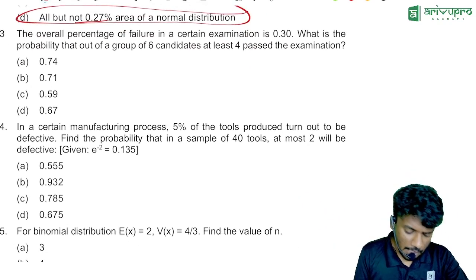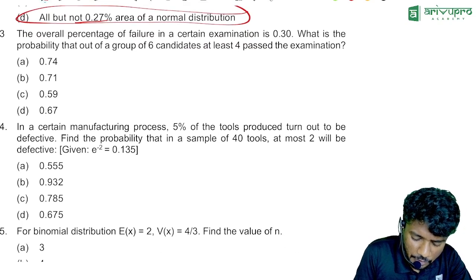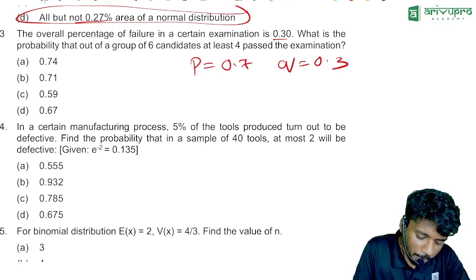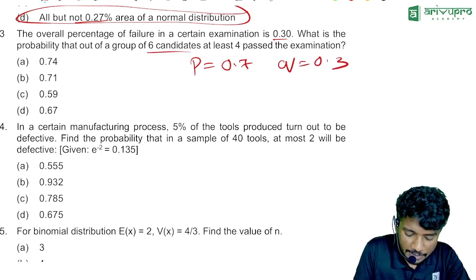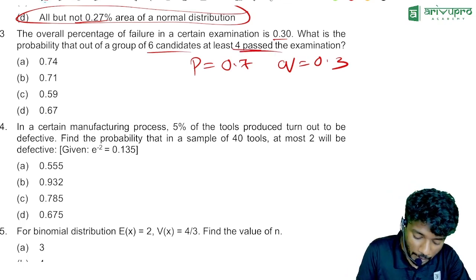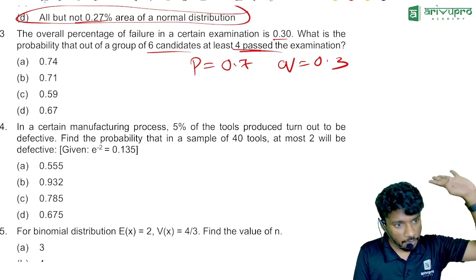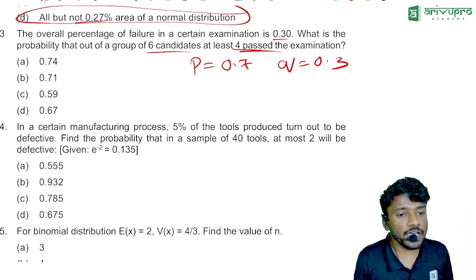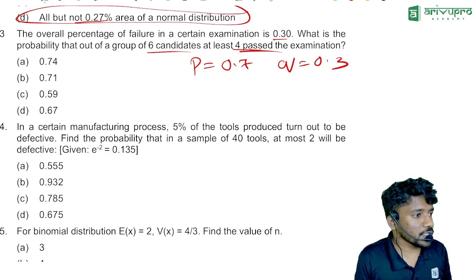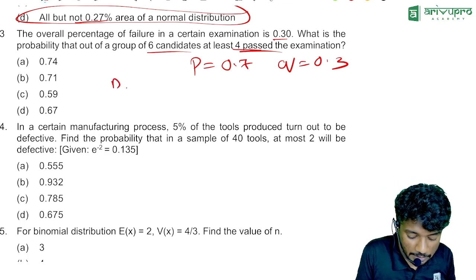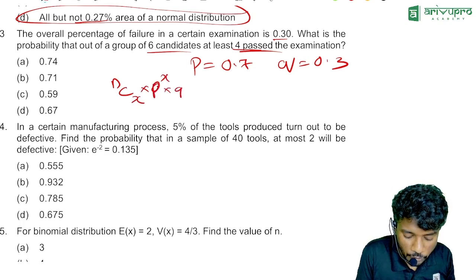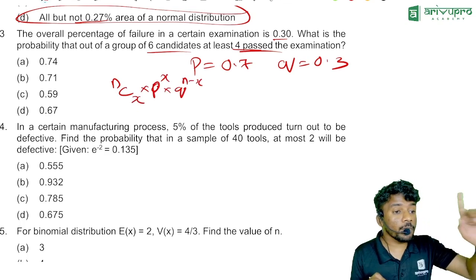What are we going to do? The overall percentage of failure in an examination is 0.3. That means passing is 0.7, q is 0.3. What is the probability out of a group of 6 candidates that at least 4 pass? At least 4 pass means either 4 or 5 or 6. So what is the formula we are going to use? Binomial distribution. What is the formula for binomial? nCx into p raised to x into q power n minus x. That is the formula for binomial.